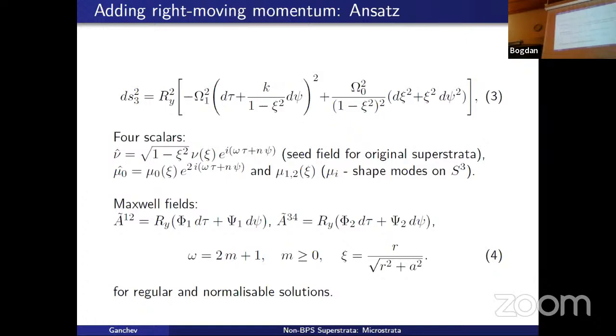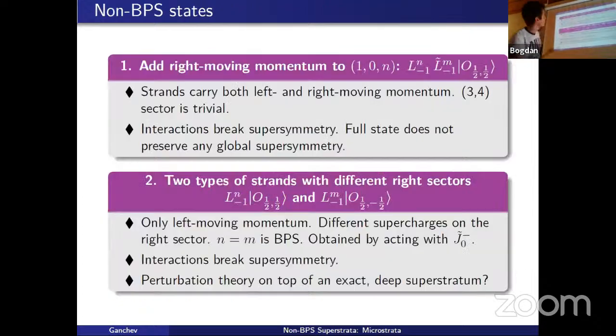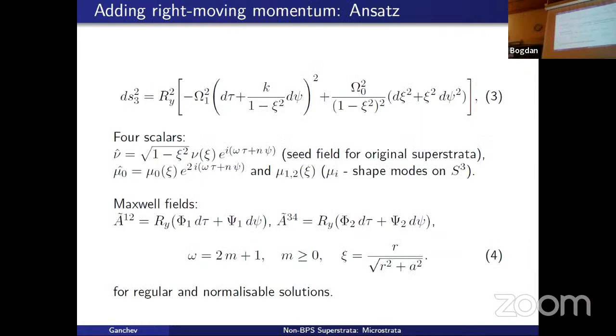Initially we did this in a slightly different way, but what you see is that to have regular normalizable solutions, you need to have omega equal to 2m plus 1. So this is the m of that operator that we are acting with. So the effect is that you get this frequency in the phase.